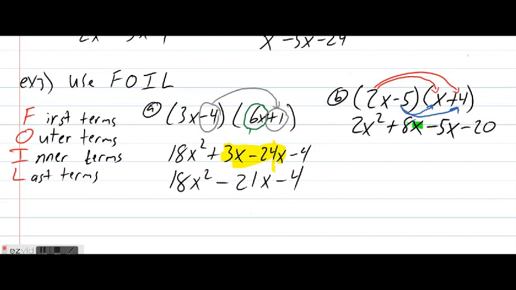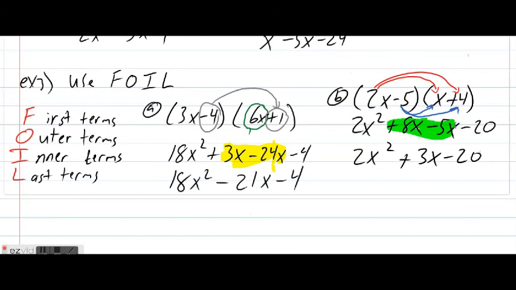Our like terms, again, this is not always going to happen, but on these nice easy problems you're going to see it quite a bit. 2x squared plus 3x minus 20. Now when you're working, I don't care which of these three methods you use. Pick one, get used to it, and you can use that one all the time.